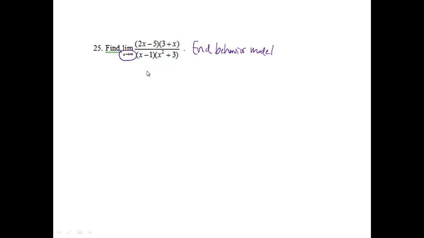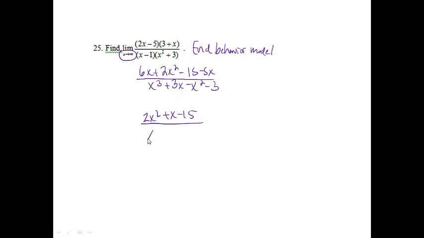So if I have 2x minus 5 times 3 plus x, if I FOIL that out, I'm going to get 6x plus 2x squared minus 15 minus 5x, which will reduce to 2x squared plus x minus 15. And then in the denominator, if I FOIL that out, I'm going to get x cubed plus 3x minus x squared minus 3. Nothing to combine, but I am going to put it in standard form, so I'll have x cubed minus x squared plus 3x minus 3.